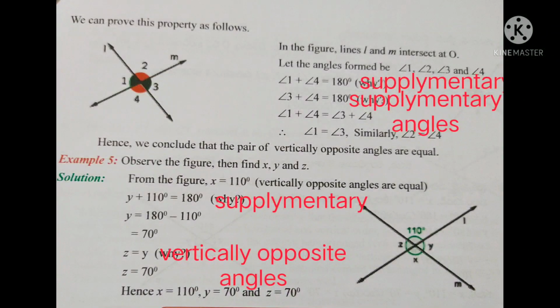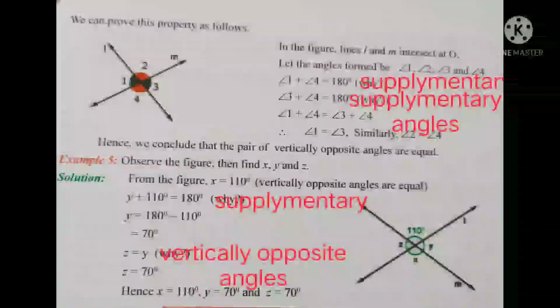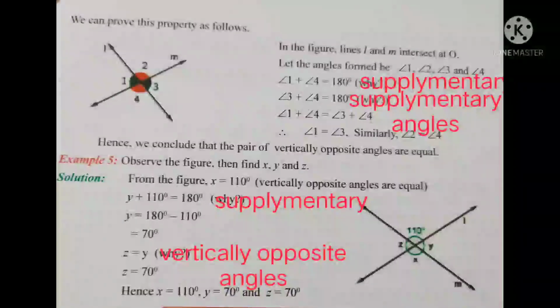Angle 1 plus angle 4 equals 180. Why? Because these are supplementary angles and form a linear pair. Again, angle 3 plus angle 4 equals 180, because these are also supplementary angles or a linear pair.